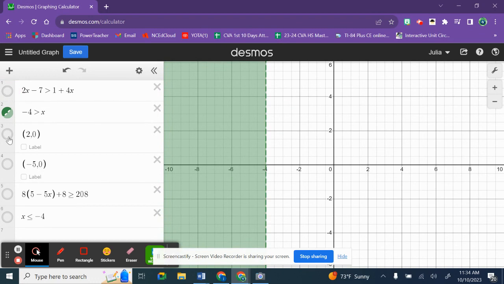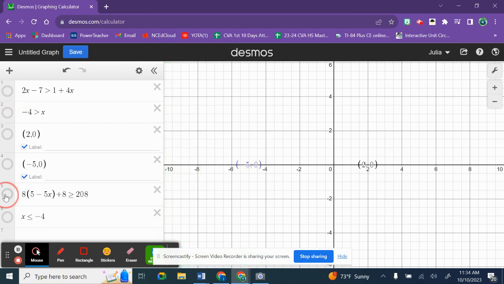Now, is (2, 0) a solution? It's out here on the right-hand side, not in the shaded area, so it is not a solution. Is -5 a solution? And you do have to put (-5, 0) because we're on the coordinate plane. We are dealing with x values. That's why it's -5 with the y value being 0. And that -5 is in the shaded area, so yes, it is a solution.